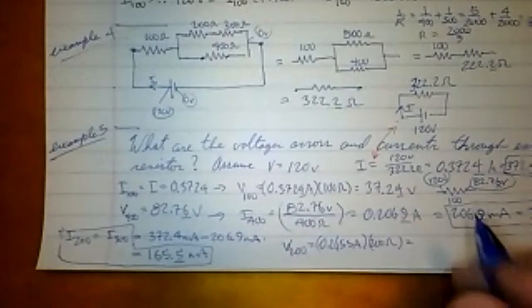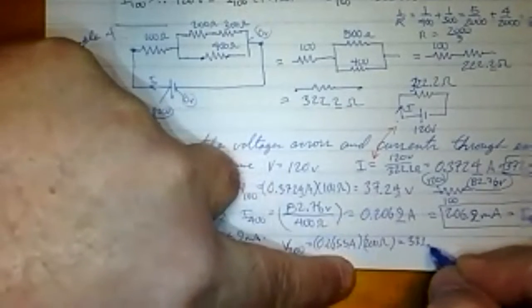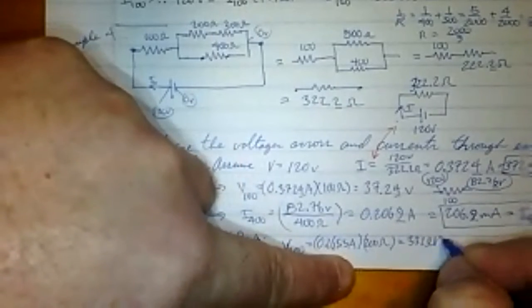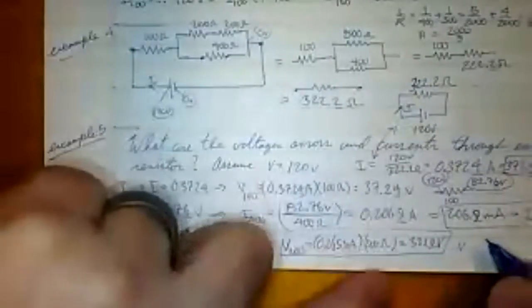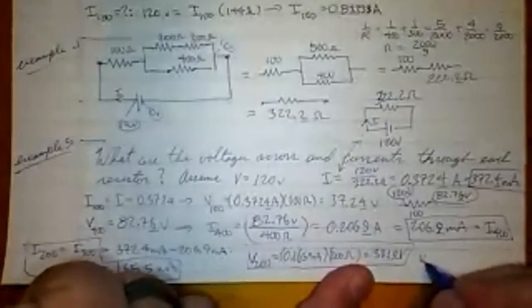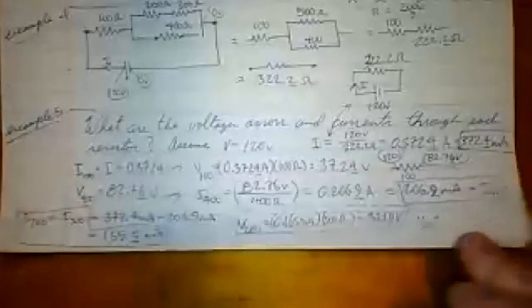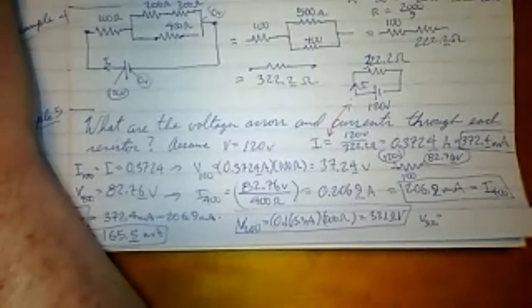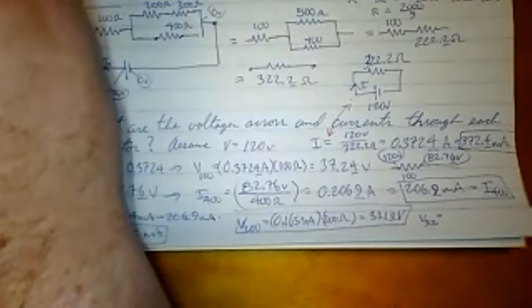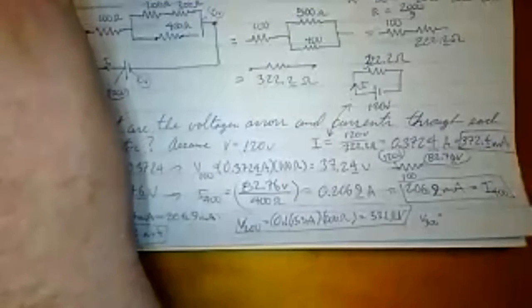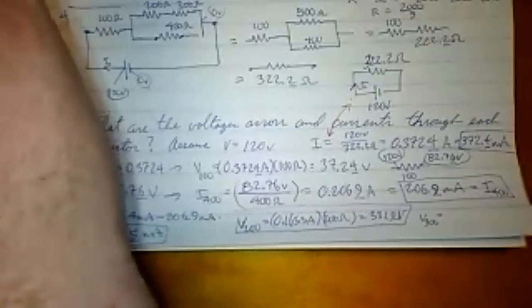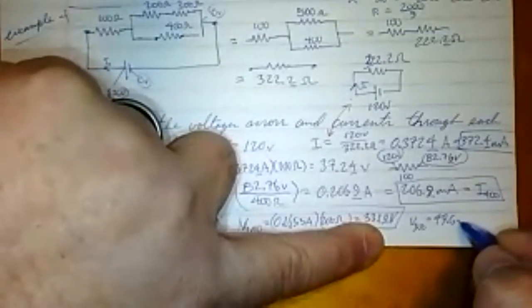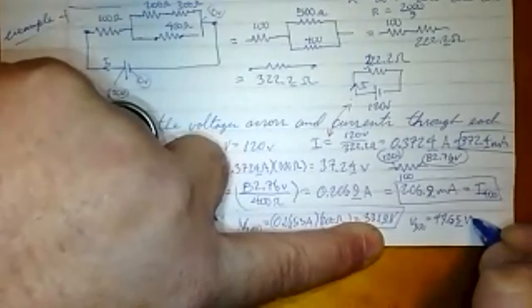I get 33.1 volts for V200, and V300 is going to be equal to times 300. That gives me 49.65 volts.